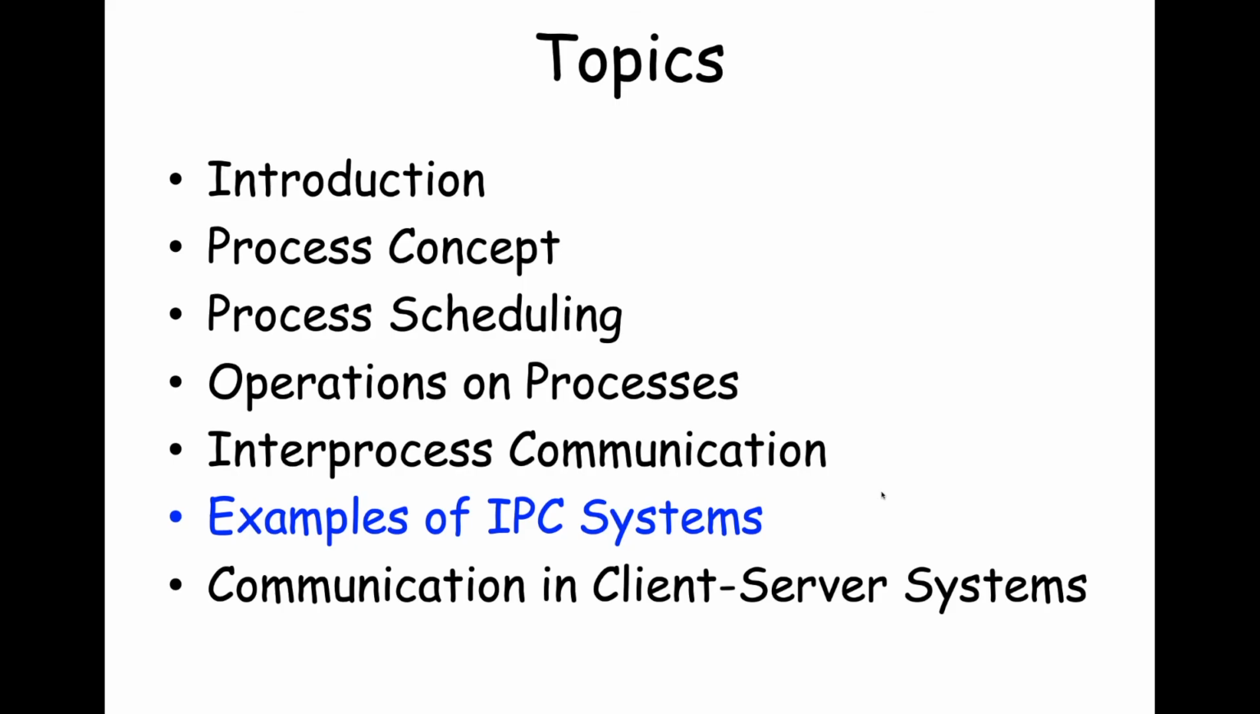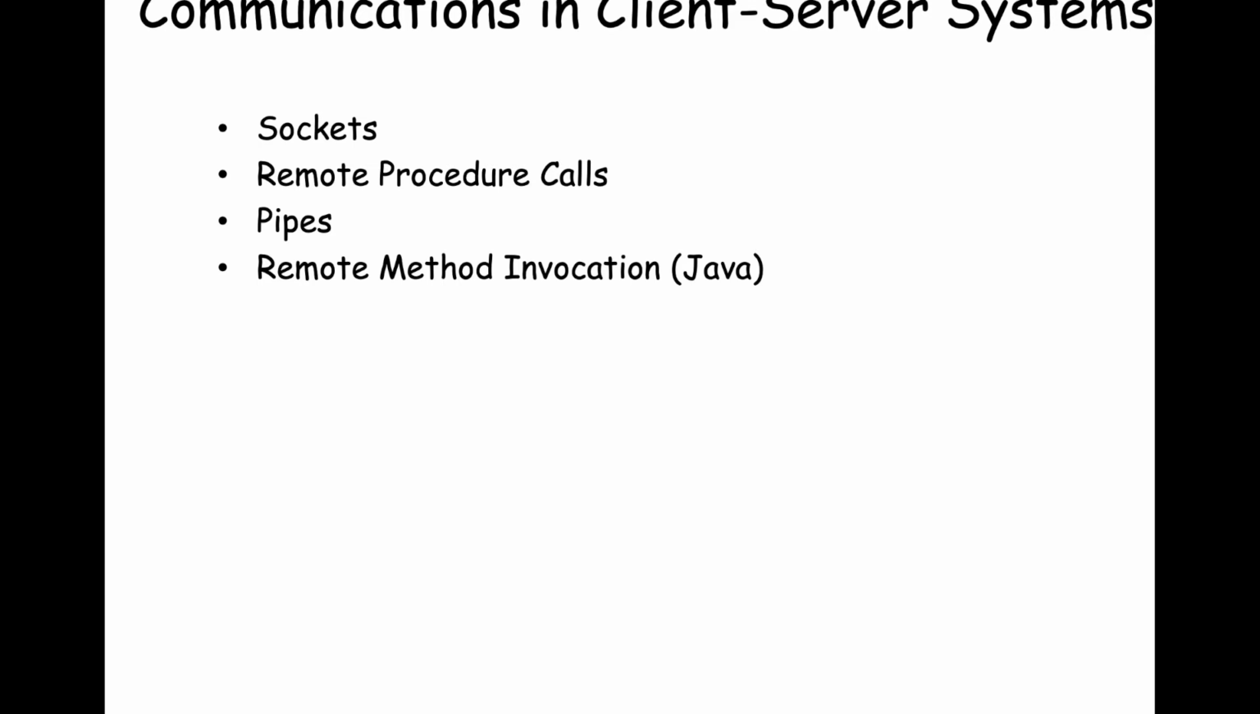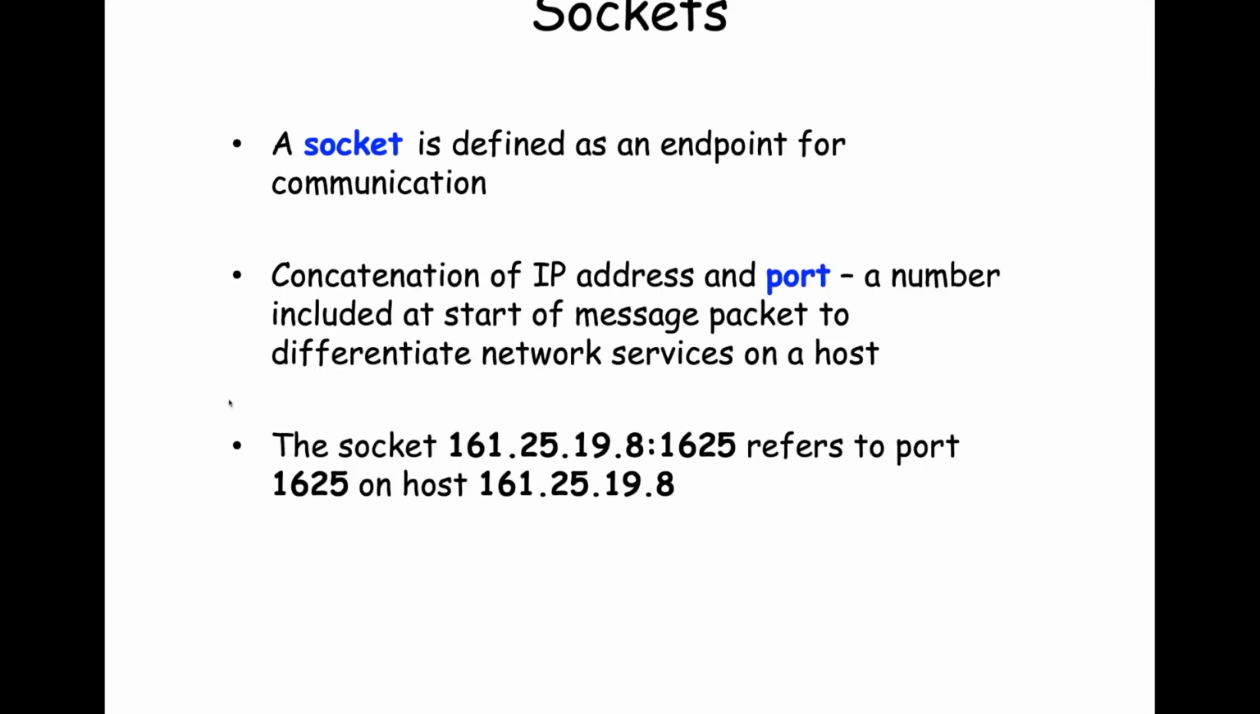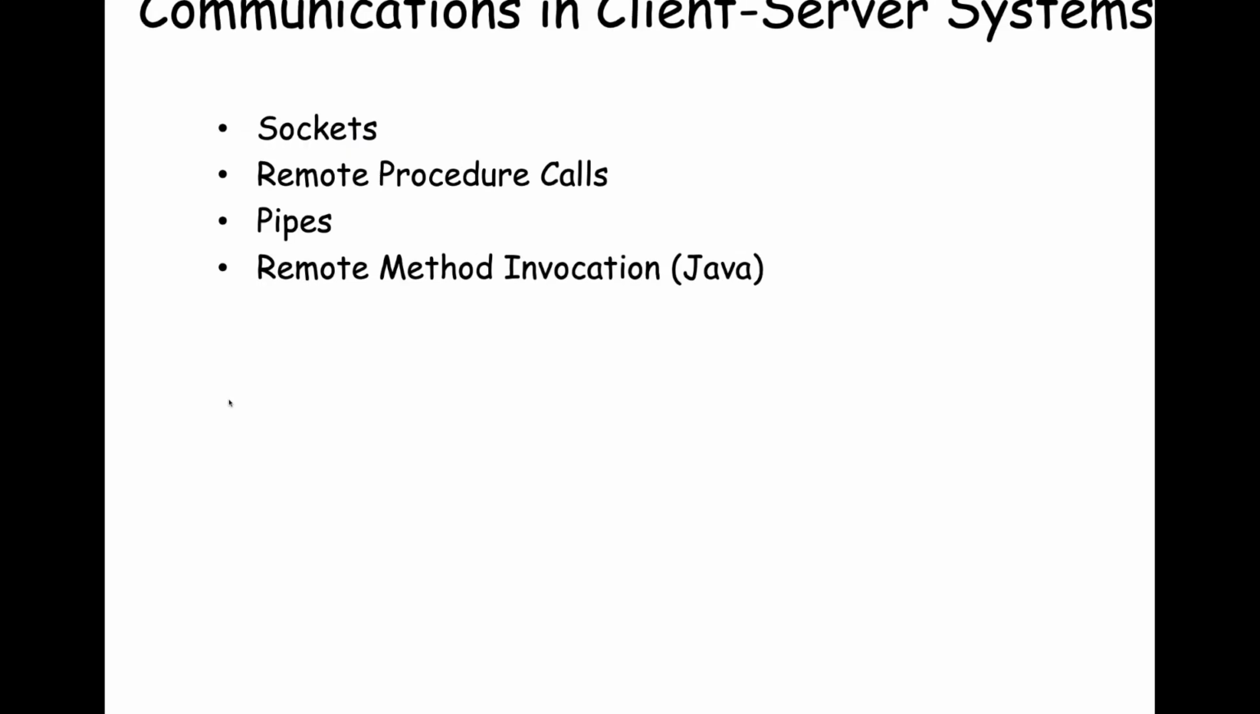So those were some examples of inter-process communication systems, specifically shared memory. So let's look at communication in client-server systems. A client-server system is a way of structuring your computation, and this computation involves two entities. One entity or process is called the client, and the other entity or process is called the server.